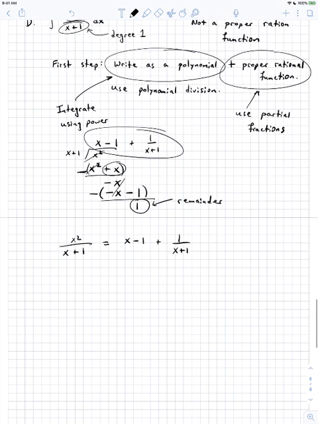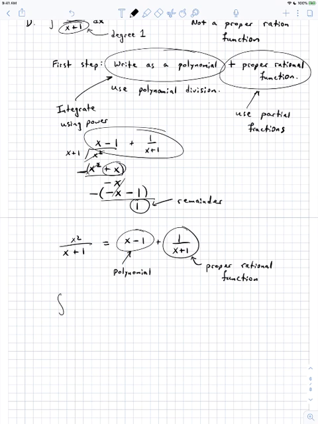And this is something that we can integrate, or rather all of these three terms are things that you can integrate. Notice that here there's a polynomial, and here you have a proper rational function. And all of these things you can integrate.